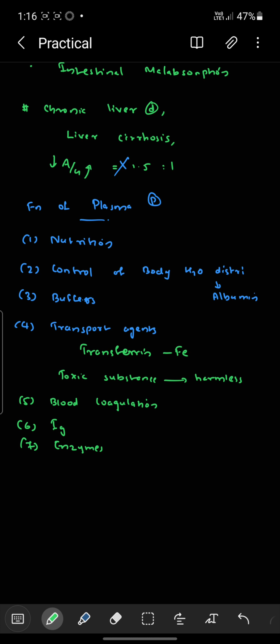So the functions of the plasma proteins are: one is nutrition. The amino acids from protein metabolism may enter the amino acid pool or be used to synthesize other nitrogenous compounds.